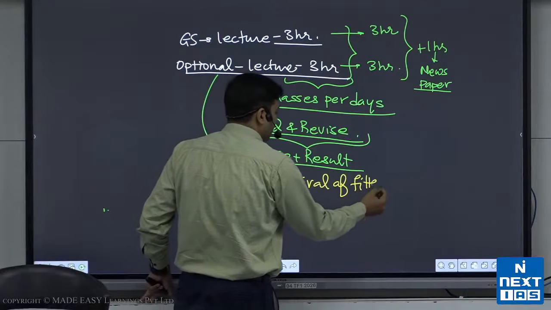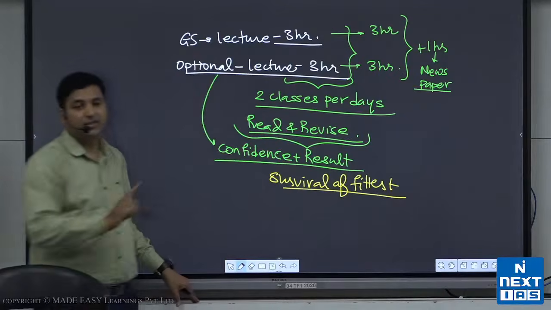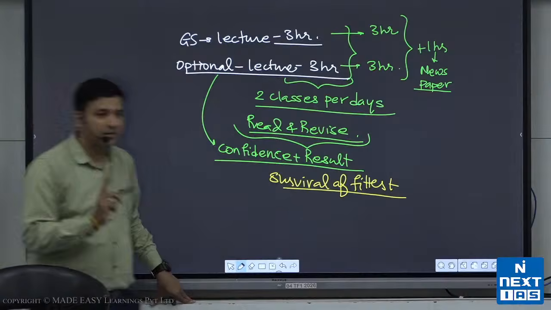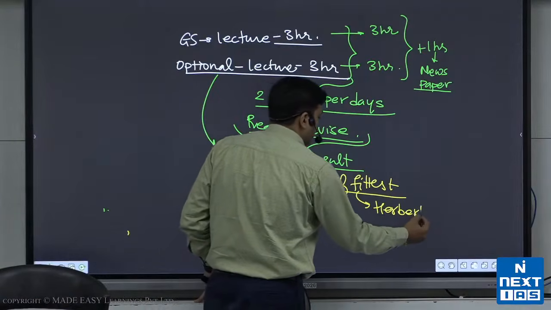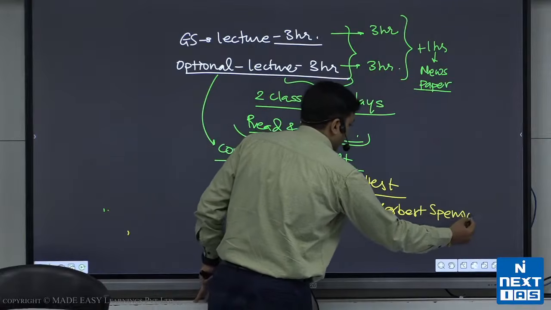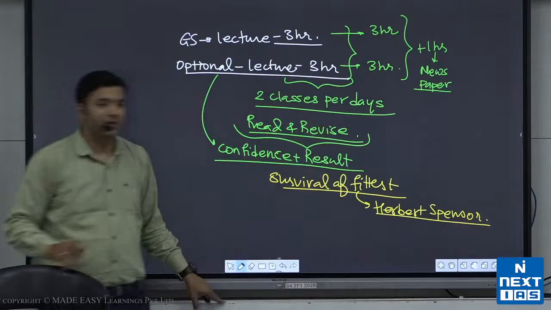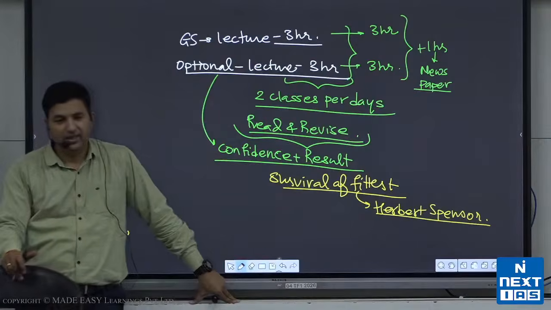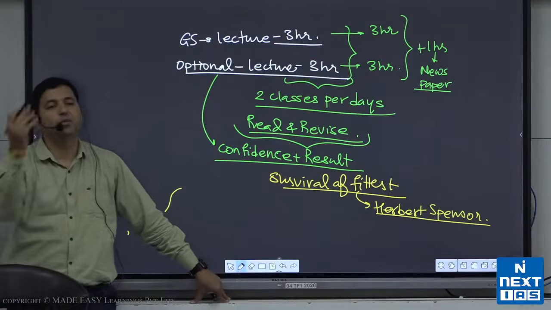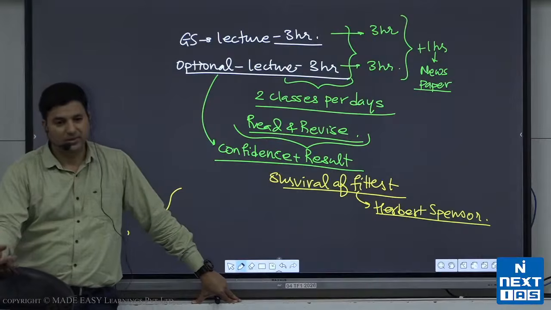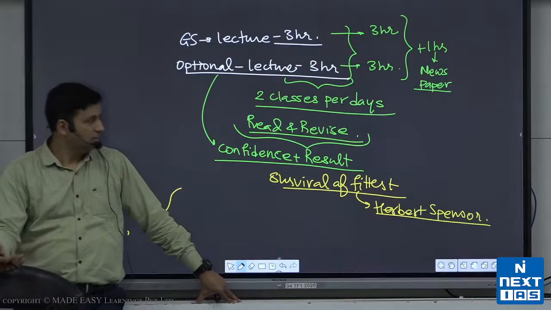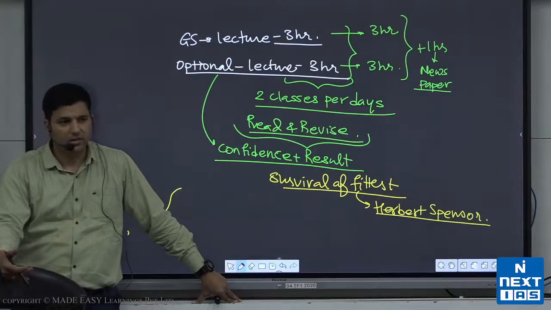You will be surprised to know that Charles Darwin never wrote this quote. This quote was given by a sociologist, Herbert Spencer, who applied Darwin's approach in sociology and gave this famous quote. Many people attribute it to Charles Darwin, who is the writer of Origin of Species. That's the point. So this is all from my side. If you have any further query, feel free to ask.